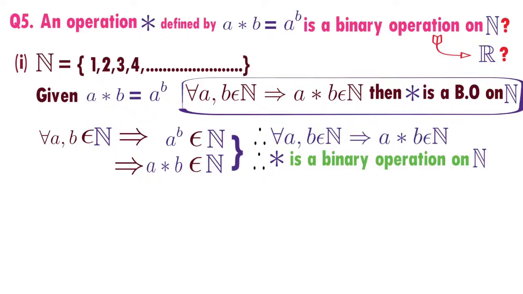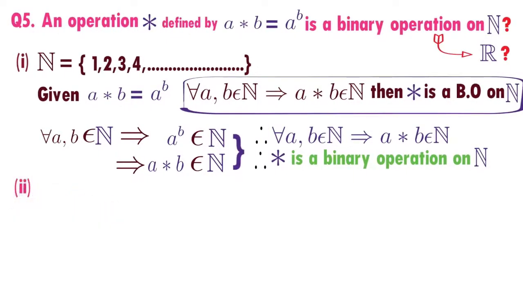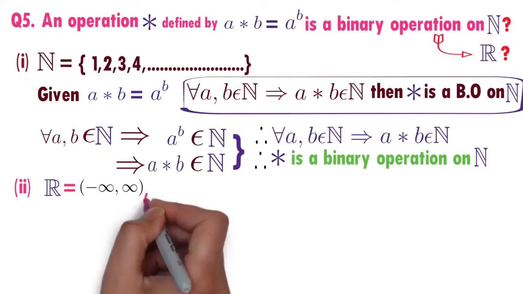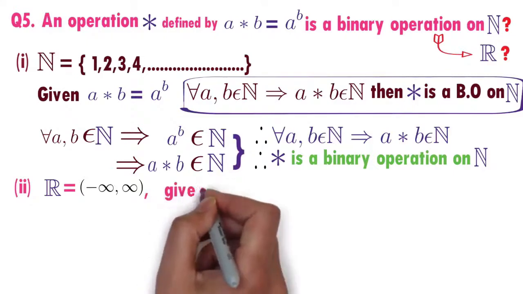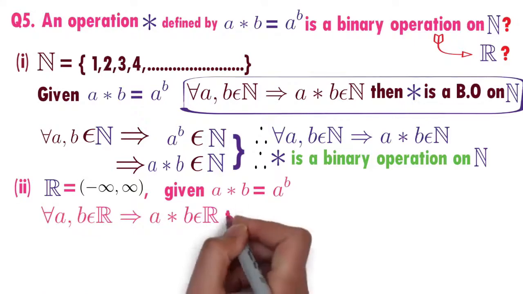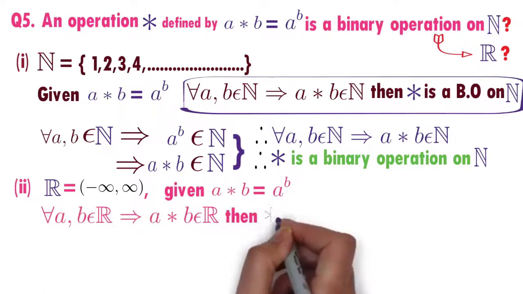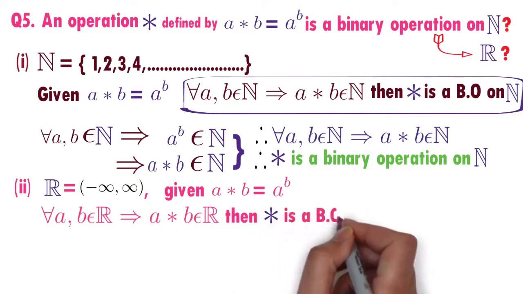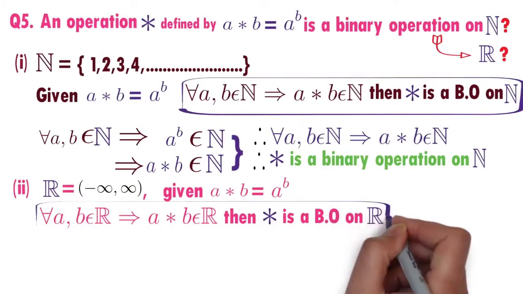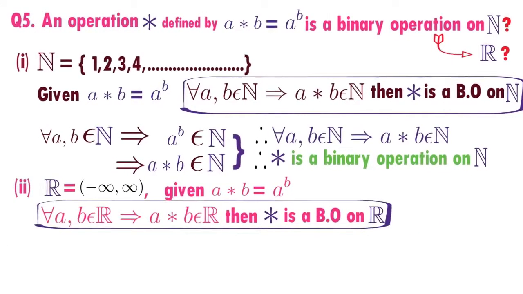Now I'll check star is a binary operation on set of real numbers or not. What are real numbers? All the numbers in between minus infinity to plus infinity are known as real numbers. In this question, how is a star b defined? A star b is defined as a power b. What we need to check? For every a comma b belongs to R implies a star b belongs to R, then star is a binary operation on what? Set of real numbers. We need to check this condition to check star is a binary operation on set of real numbers or not.